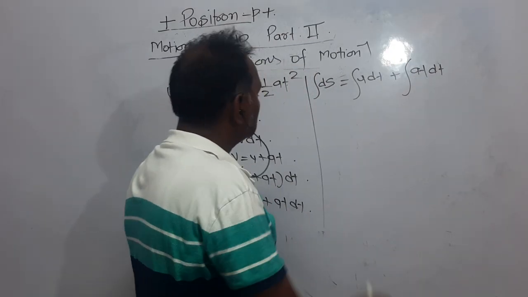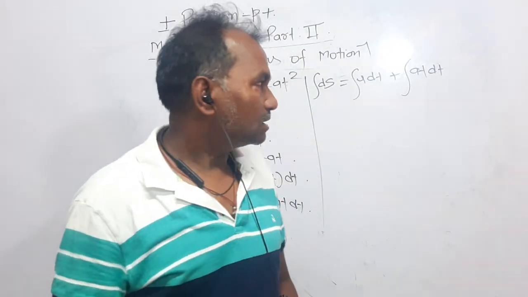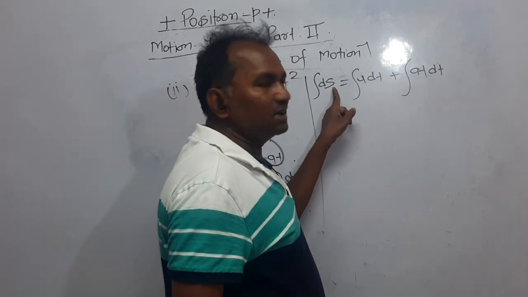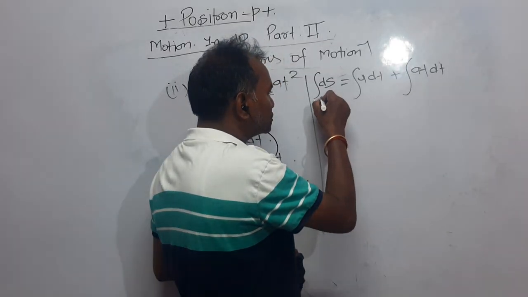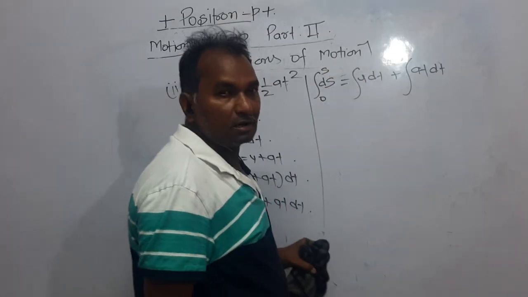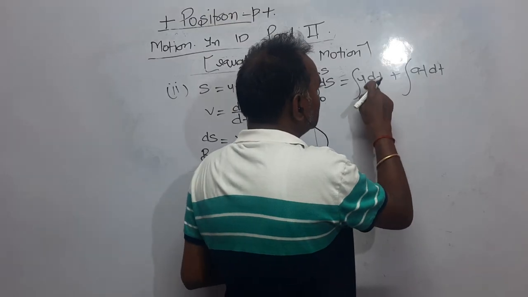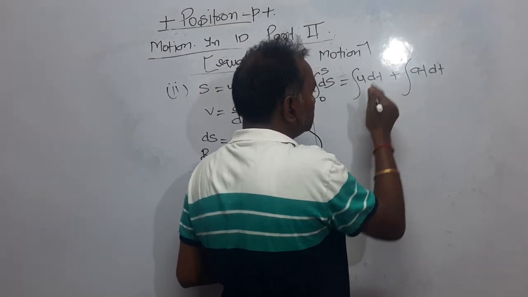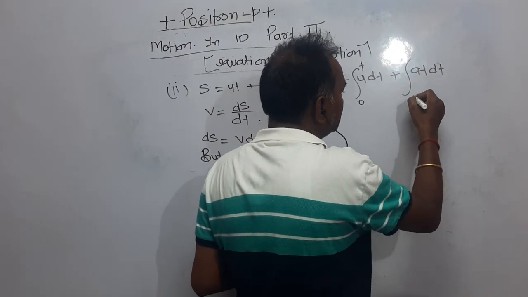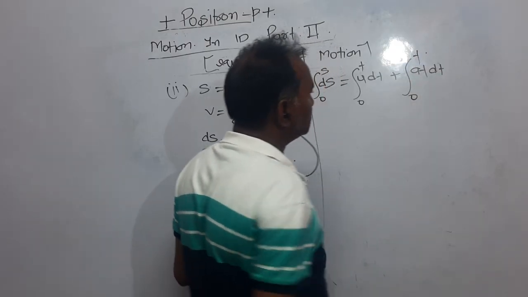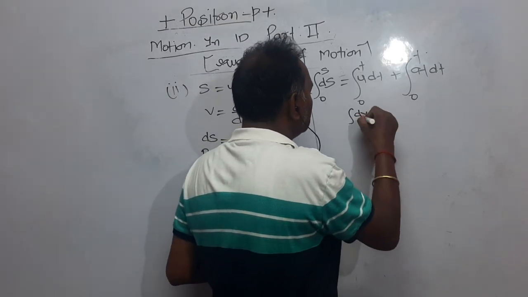Dear students, what I said in the last topic: it is ds, means you are integrating with respect to displacement. Let the body begin its motion from 0 and go to s. You have to put the limit in terms of displacement. Now it is dt, dt means you are integrating with respect to time. Let the body move from 0 to t. Here again it is dt, you are integrating with respect to time, so the limit will be from 0 to t.